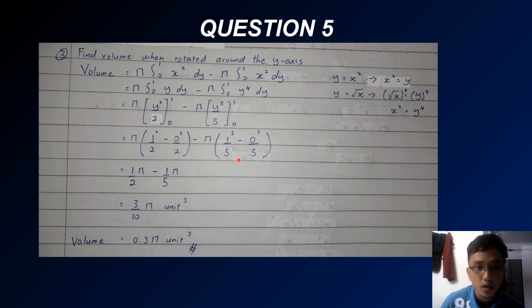Then we just solve it. We get 1 over 2 pi minus 1 over 5 pi, which gives 3 over 10 pi unit cubed. This is the answer in fraction, and if we want to find it in decimal, we get 0.3 pi unit cubed volume.